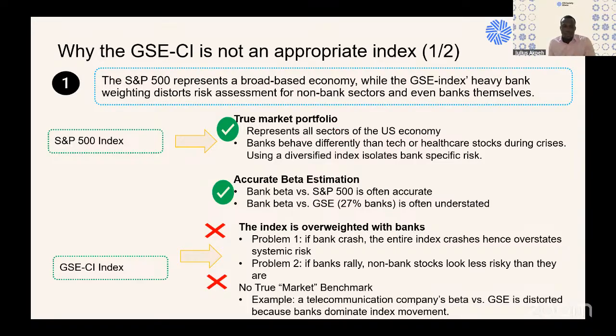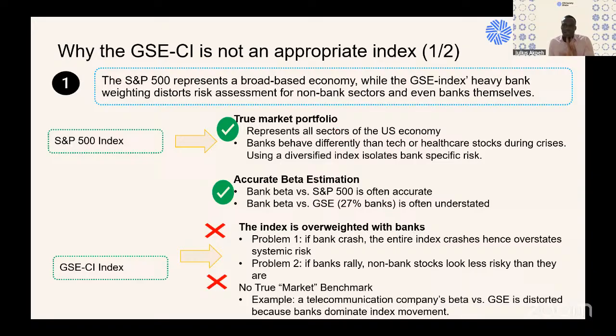Another problem. The third problem is that there is no true market benchmark here. For example, if you look at a telecommunication company's beta, like MTN's beta versus the GSE, it's distorted because the banks dominate index movement. So you regress MTN against the GSE, you get a certain beta, and you are happy that you have calculated beta. No, that beta is distorted because the banks are dominating the GSE. It's supposed not to have been so.